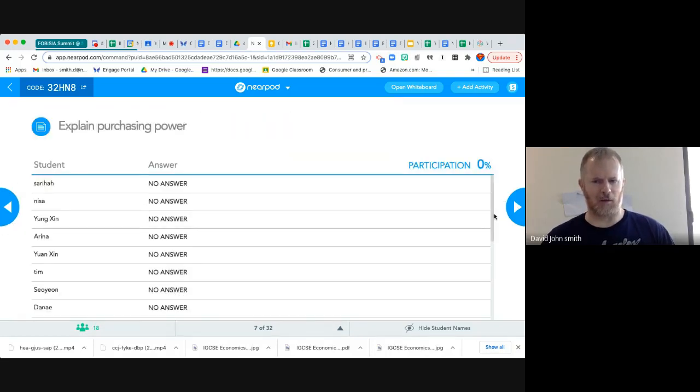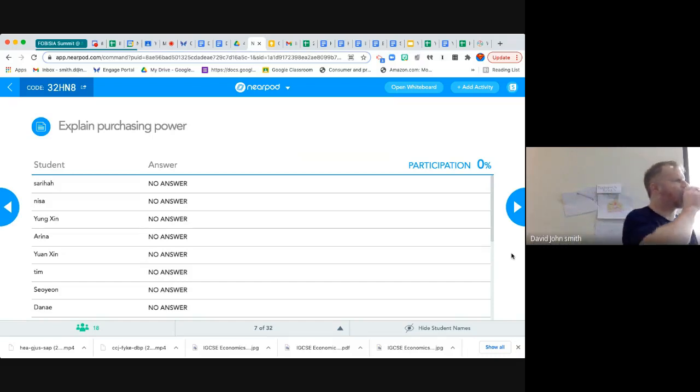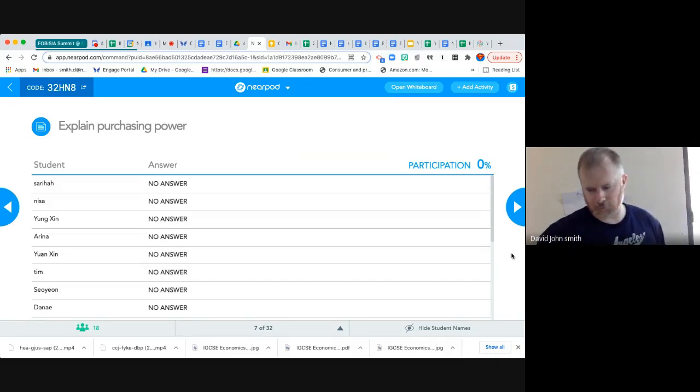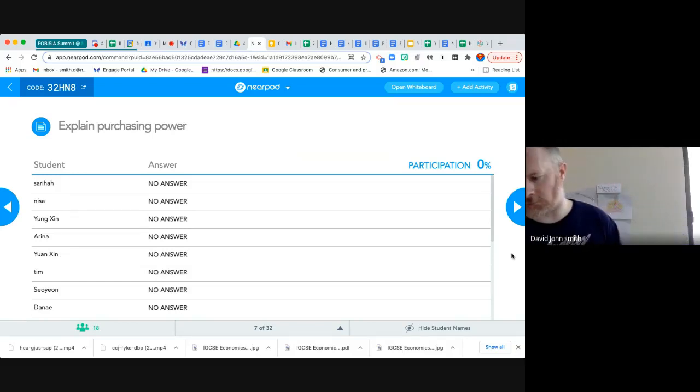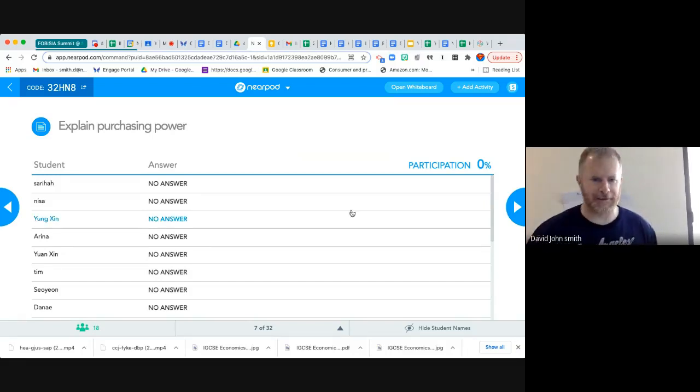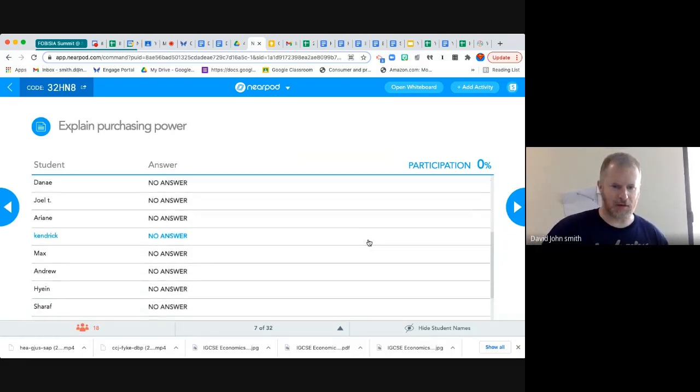What was purchasing power all about? What is it? Just give a good definition, understanding of what purchasing power is. What was purchasing power all about?